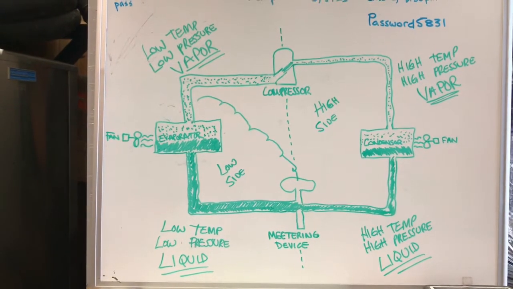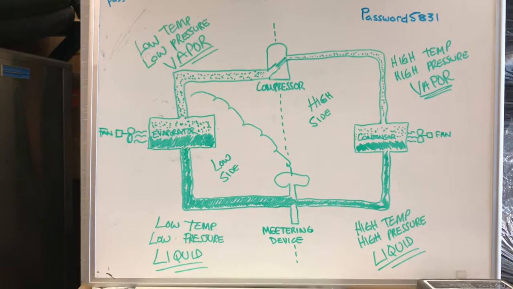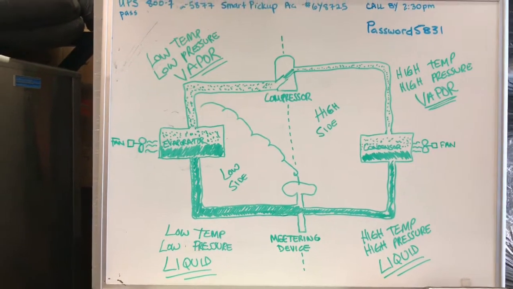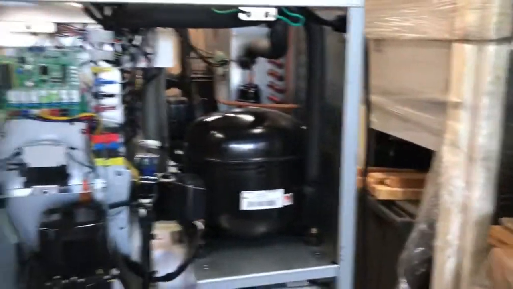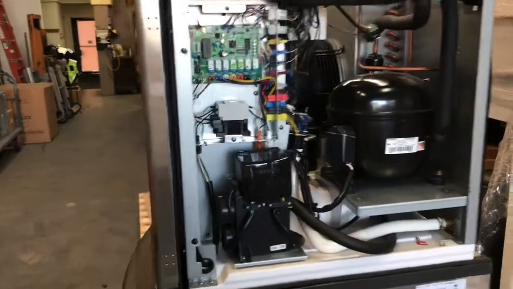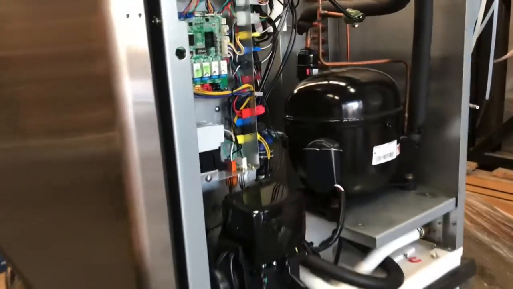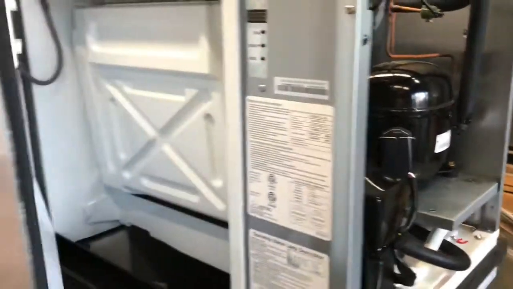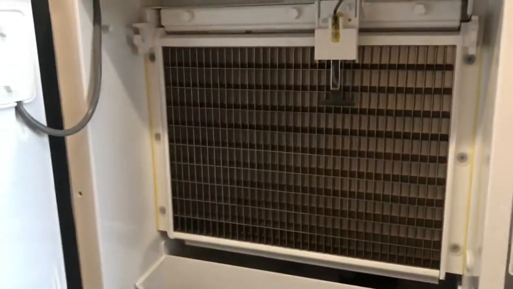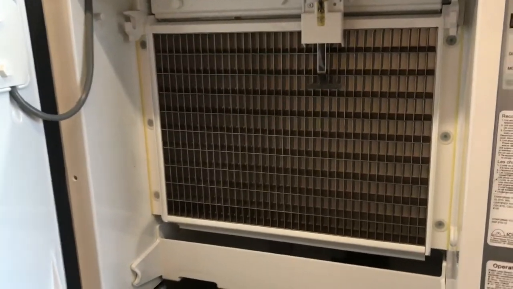So I hope that makes sense. I'm going to try and show you now in the real world what that looks like. So over here we have an ice machine. You've got the internal parts there of your compressor and condenser area. And here is your evaporator. Behind this curtain, you have an evaporator. That's what an evaporator looks like on an ice machine.